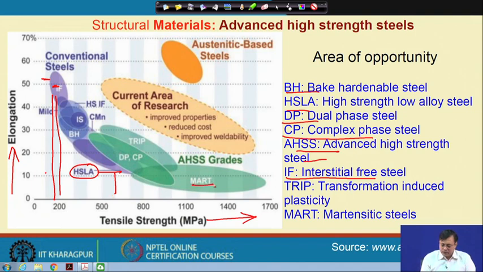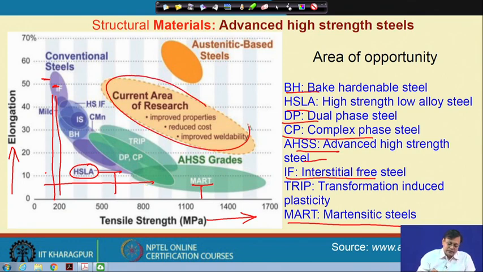MART stands for martensitic steel, which has very high strength but very poor ductility, meaning the formability is very poor. So, the current area of research and development of steel is lying here, where we need improved mechanical properties in terms of elongation, meaning malleability or plasticity or shaping, as well as a higher tensile strength, and this is the demand today.